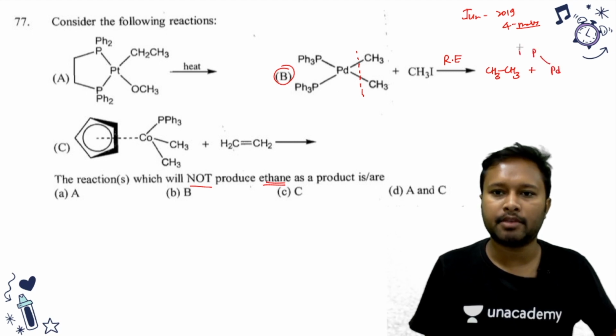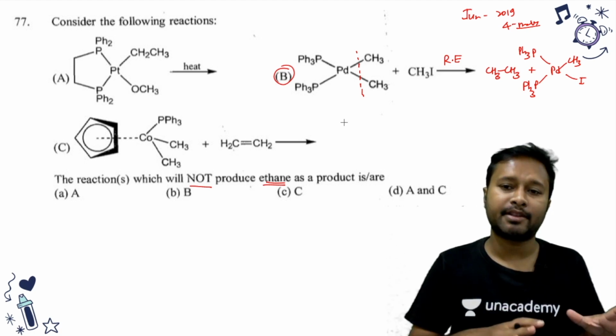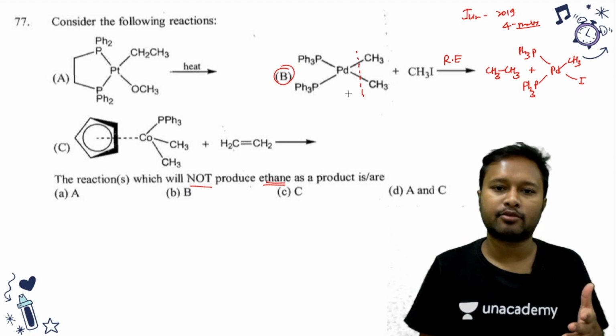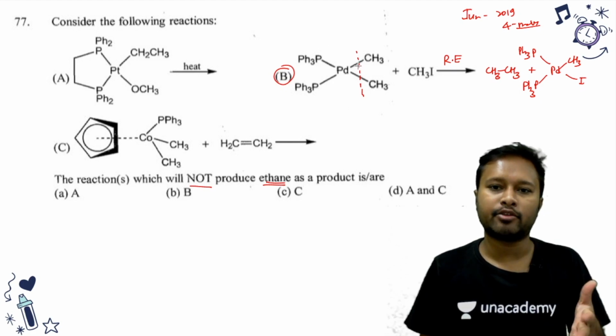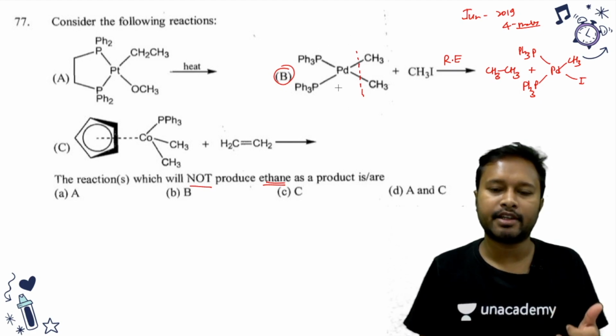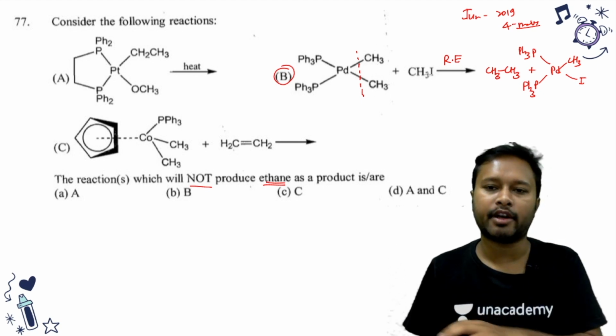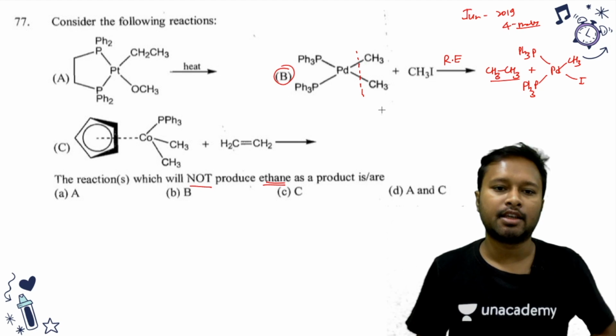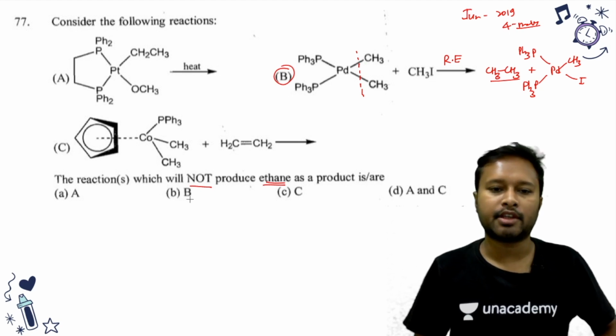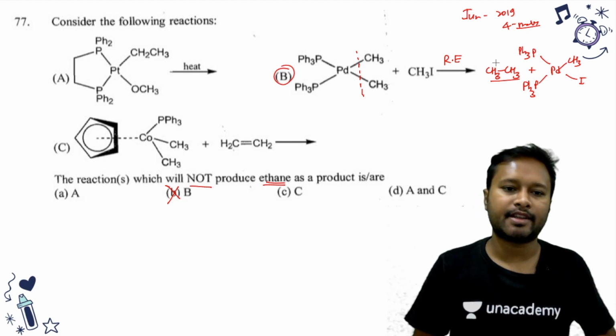So PPh3 and CH3 and I. Okay, this is what you are going to get. So oxidative addition of this and reductive elimination of this, but the first step will be oxidative addition because it's a square planar complex, 16 electron species. So this is going to do the trans addition, and then these two groups being cis to each other are going to undergo reductive elimination and give you ethane. Now it was asked which is not going to give you ethane. So option B you can cancel out because here you are getting ethane as a product.